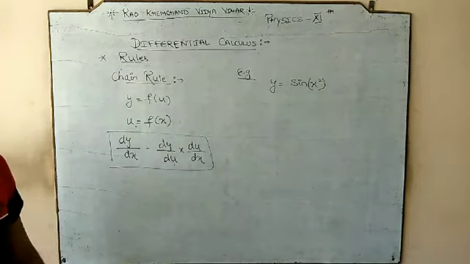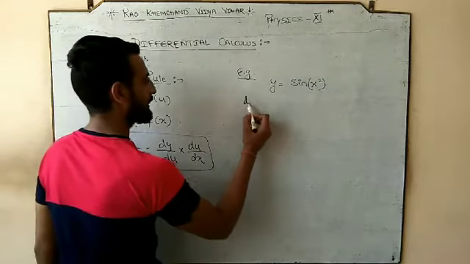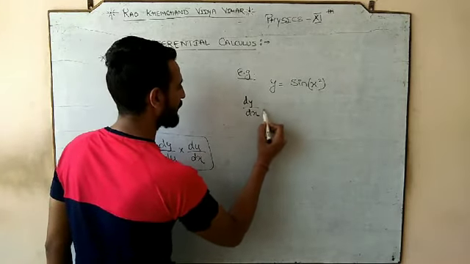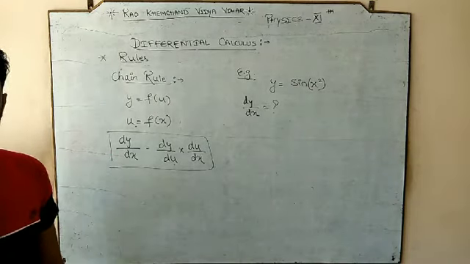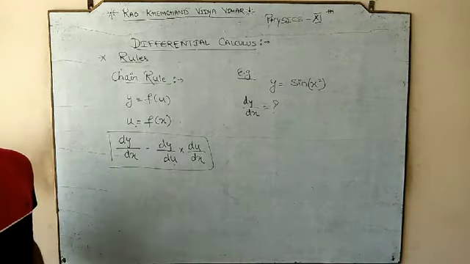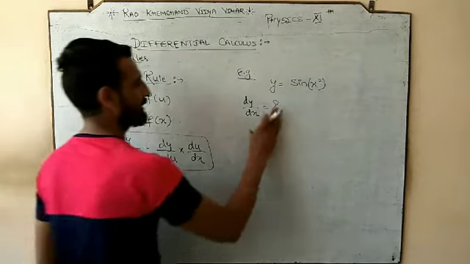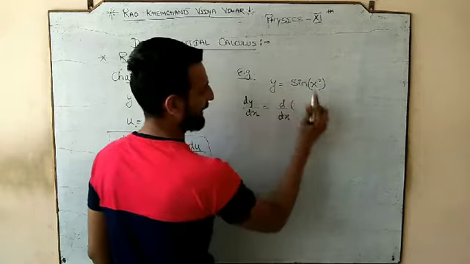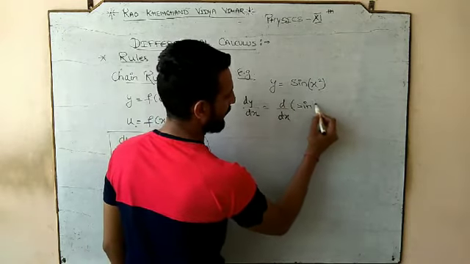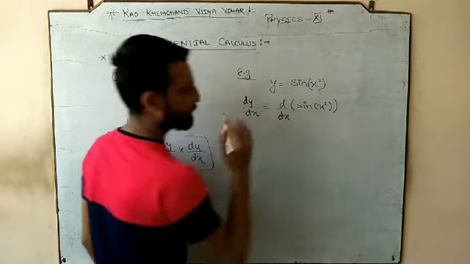Now the point is that the teacher is asking us to calculate dy by dx. Let's solve this and show it. It means calculate the change in y with respect to x. So let's start with that. First of all, dy by dx, and what is the value of y given to us? It is sine x square.